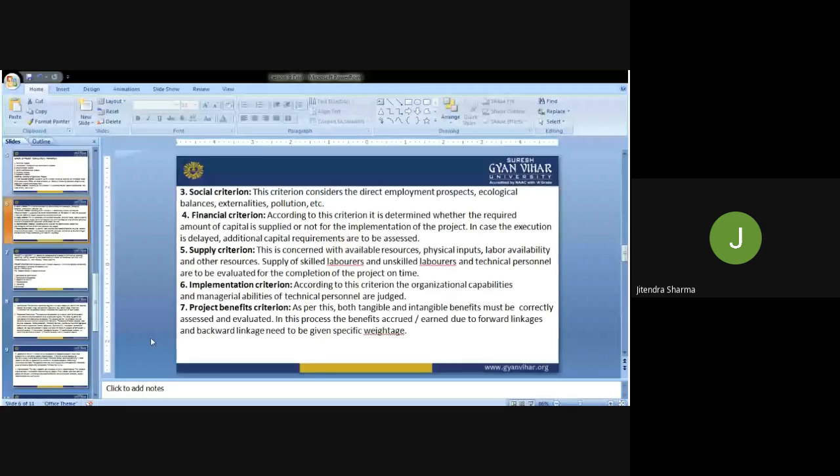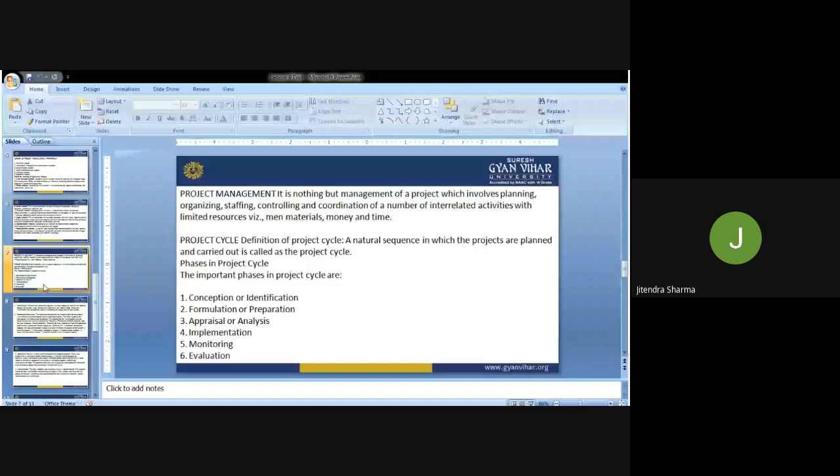Now project management, which is very important. Project management is nothing but the management of a project, which involves planning, organizing, staffing, controlling, and coordination of a number of interrelated activities with limited resources: material, money, and time. So project management is just the management of a project through the combination of these things. Now project skill.